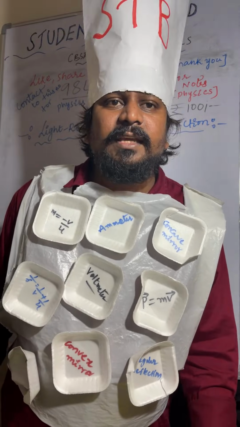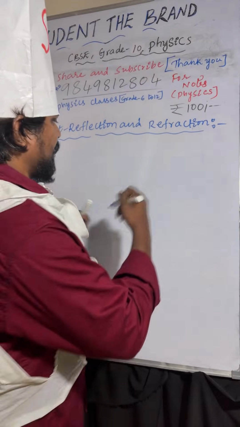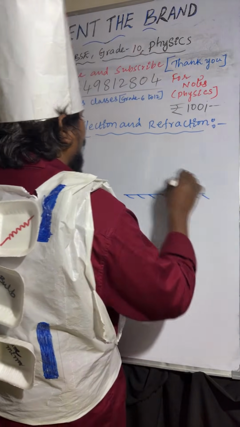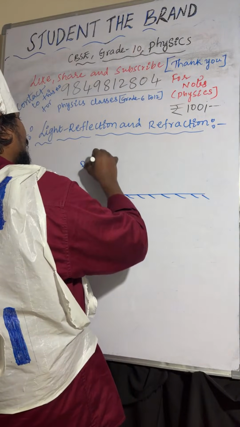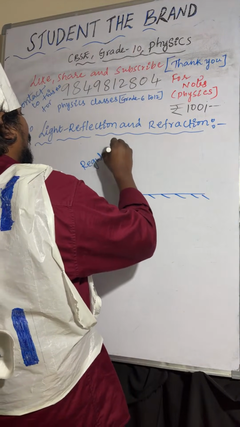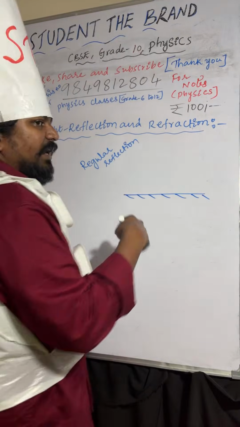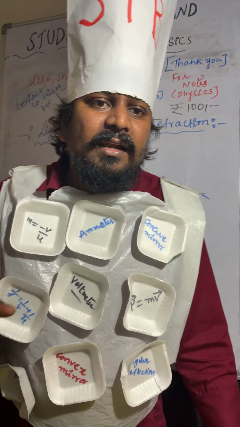So now you can see here, this is a plane mirror. I am taking the plane mirror. Regular reflection. So incident light rays are parallel to each other.